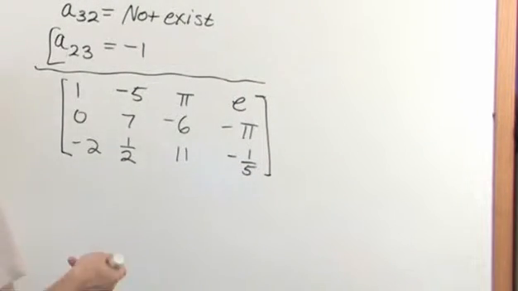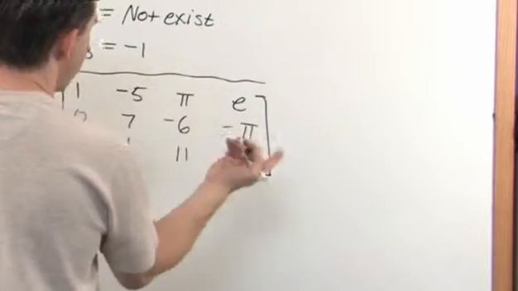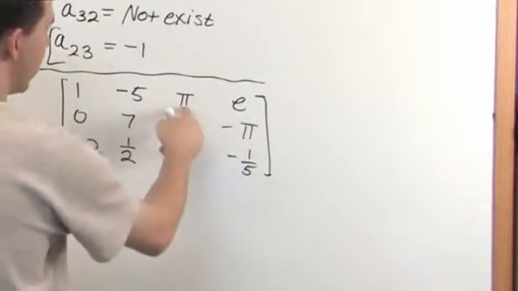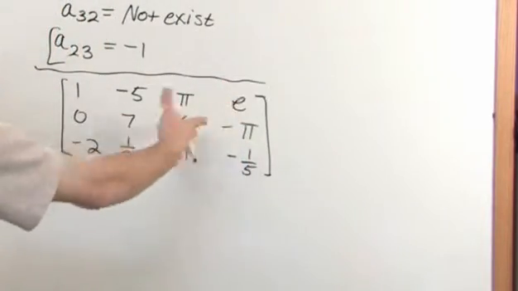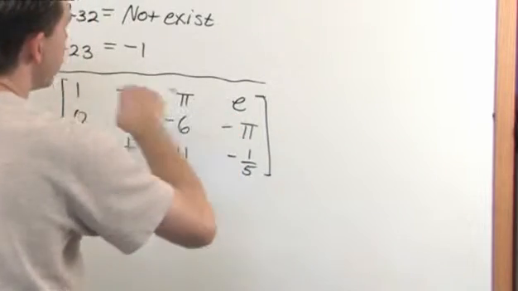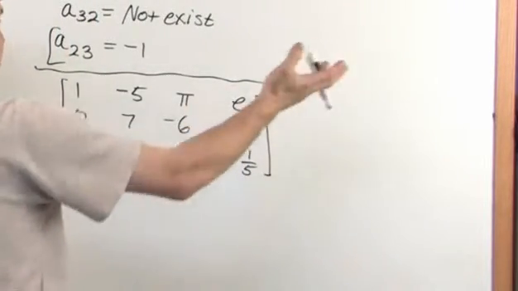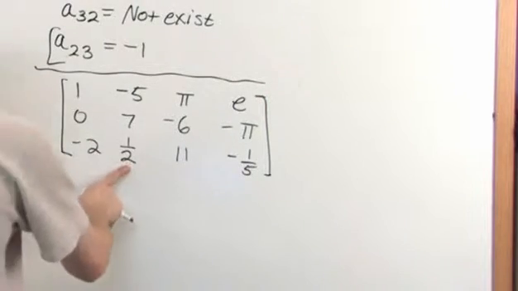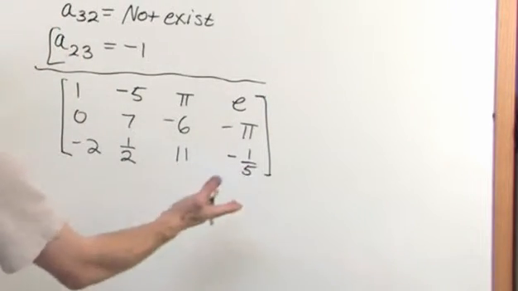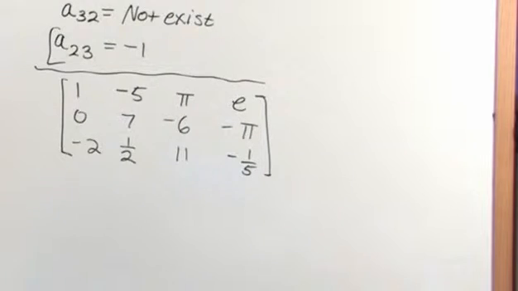Don't be scared off by the fact that there's pi in here, or negative pi. These are just numbers too. 3.14159, on and on and on. That's a number. E is also a number that you remember back from algebra: 2.71, and it goes on forever, okay? 1/2 is a number, negative 1/5 is a number, they're just fractions. So there's nothing weird here. They're all numbers, just because they have a couple of things, pi and e.